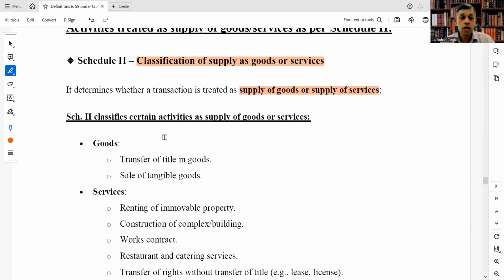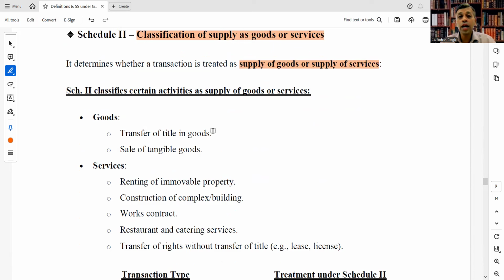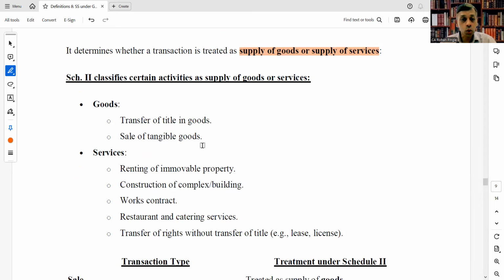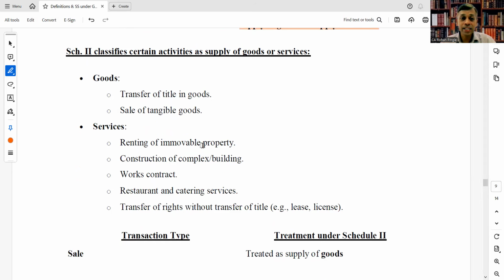Okay, let's see. Schedule 2 classifies certain activities as supply of goods or services, and therefore they are covered under GST, and that is the importance of Schedule 2. Let's see. Goods: transfer of title in goods, sale of tangible goods. Then under services: renting of immovable property, construction of complex or building, works contract.